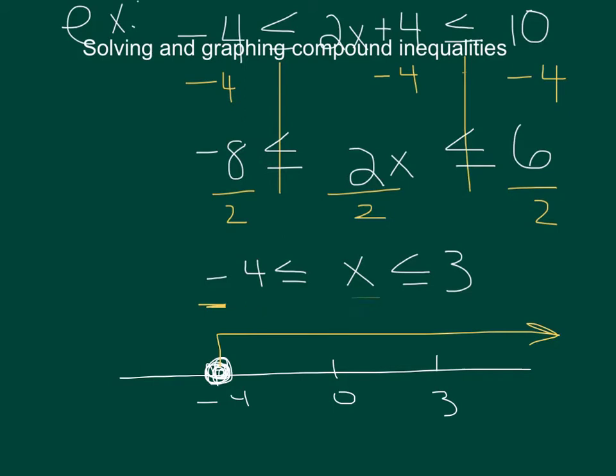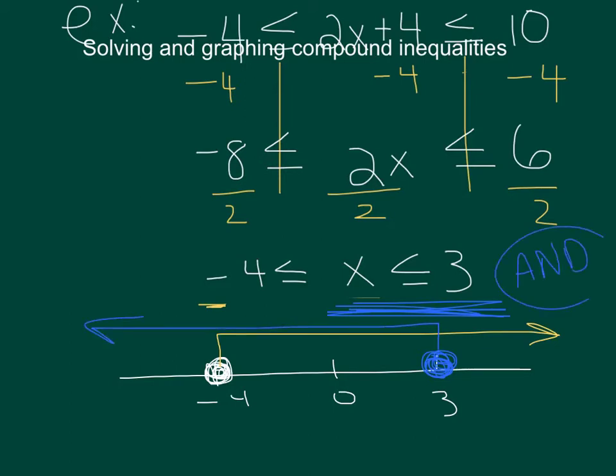Then I'm going to just look at x is less than or equal to 3, which means I go to 3, color in my circle since 3 is a solution, and I go less than. Because it's an "and", one more time, my solution is where these two things overlap. So they both must be true. So this shaded in area is my solution.